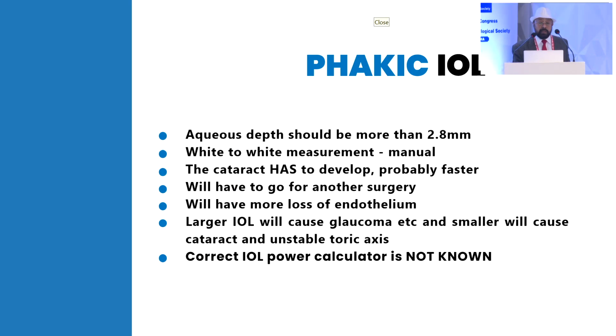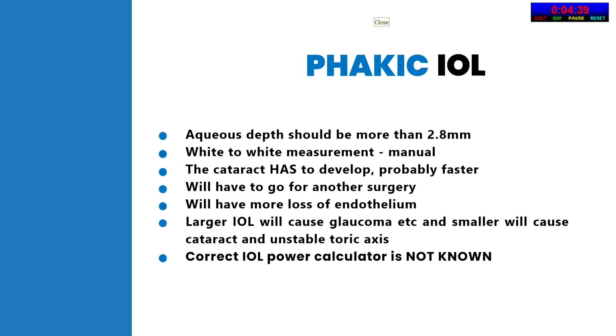For a phakic lens, you have to see the aqueous depth. It has to be more than 2.8. If it's less, you're gone. You can't do it. You have to measure the white-to-white, and the manual is supposed to be the best. You can't depend on the machine. And cataract has to develop, especially in cases of myopia. There are a lot of factors which can create cataract at a later date, because of deformity, zonular problems, vitreolysis, and retinal changes. They all accumulate and give rise to posterior subcapsular cataract. So at a later date, you'll have to go for another surgery if you put a phakic IOL. So this is how it's done.